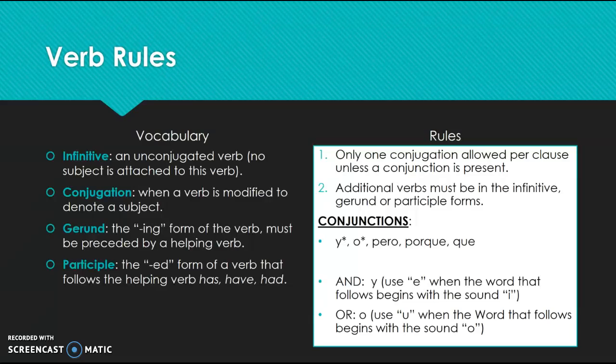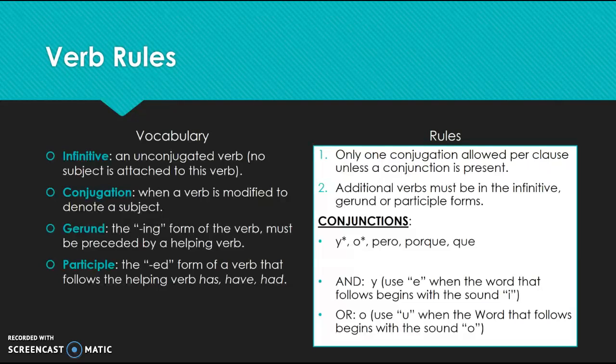Basically, an infinitive is the base form of a verb. It's where it ends in an AR, ER, or IR. There is no conjugation. There is no subject attached to it. When we use a conjugation, that means that we've modified that original verb, that infinitive, to denote a subject. So we've put an ending on it.